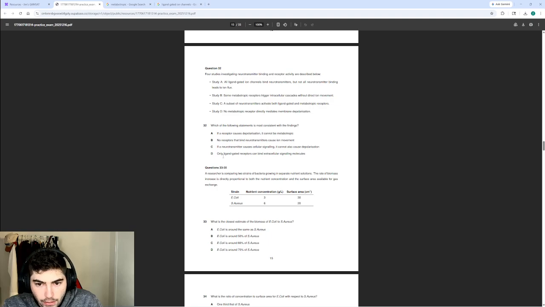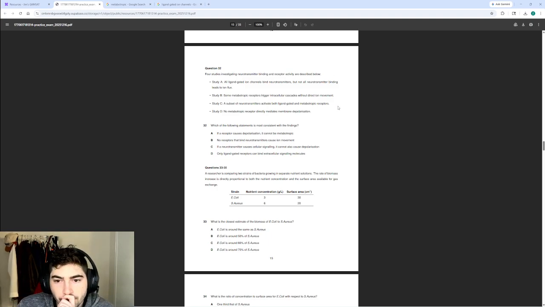It literally says only ligand, no metabotropic receptor directly mediates membrane depolarization, and in the first answer, if a receptor causes depolarization, it cannot be metabotropic. Good lesson, I guess.